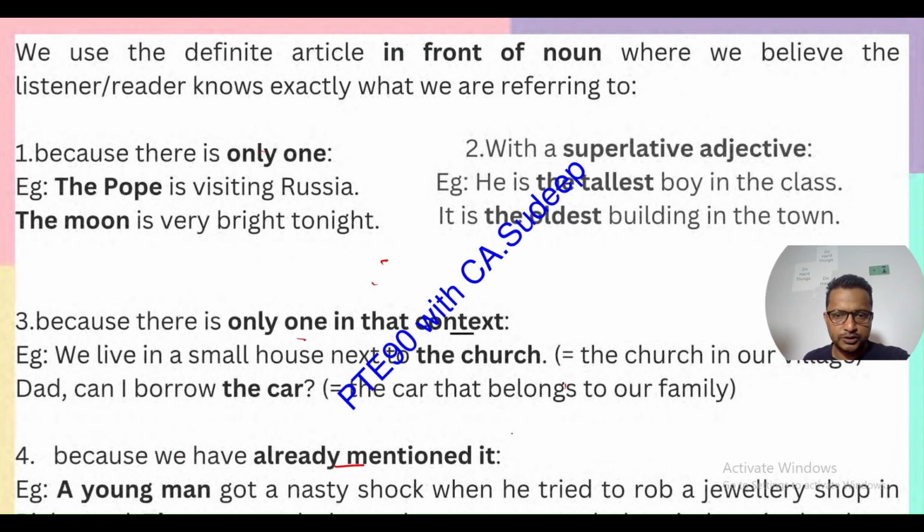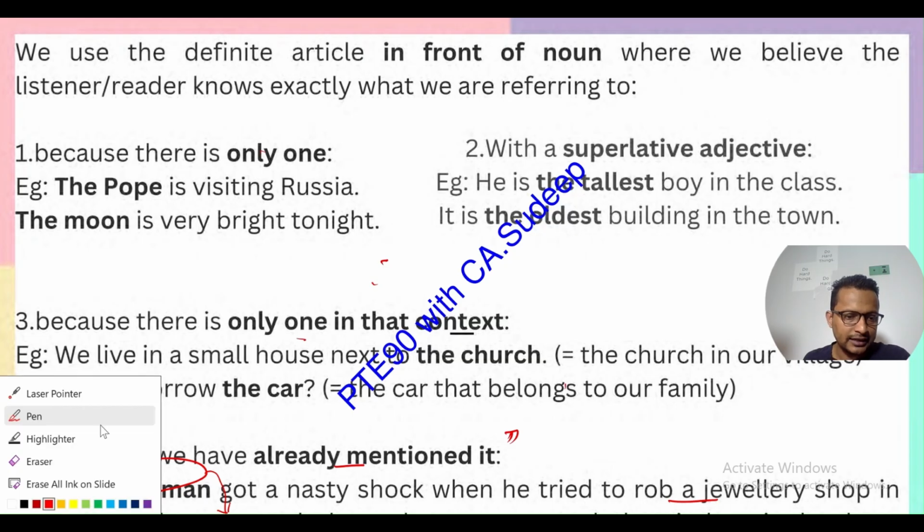The example that I have just given, because if we have already mentioned it, then we'll put the. Like for example, a young man got a nasty shock when he tried to rob a jewelry shop in Richmond. So this is my first sentence. I'm referring to one man who tried to rob a jewelry shop, right? Now, if I have to refer to that man again, then I would start another sentence with the man. If I say a man again, then I would not know which man I am talking about. So if I say the man, then this is the man that I am talking about, right?